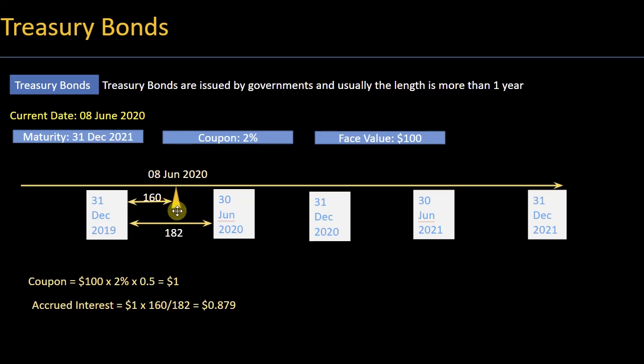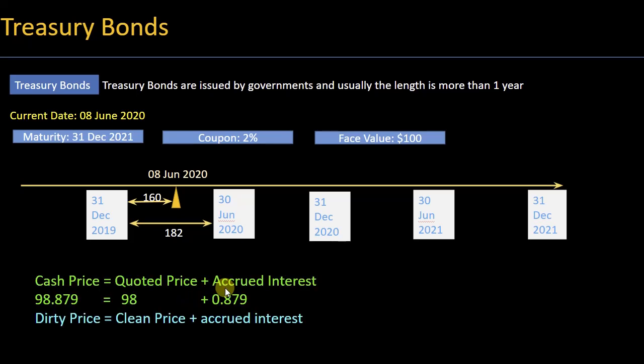And when the buyer buys this bond on the 8th of June, in a few days the buyer is going to receive $1. But as you know, that whole $1 does not belong to the buyer, because you have been holding this bond for 160 days. So that's the reason you need to include this in the cash price of the bond, so that you can get this money from the buyer if you're planning to sell this bond on the 8th of June. And that's one of the reasons you need to calculate the accrued interest.